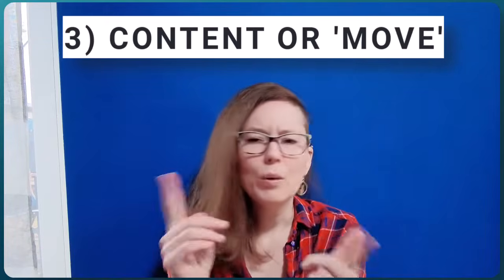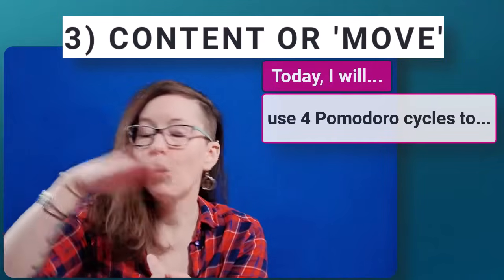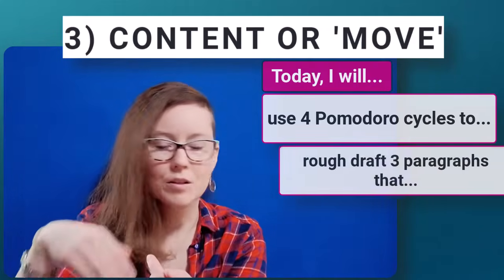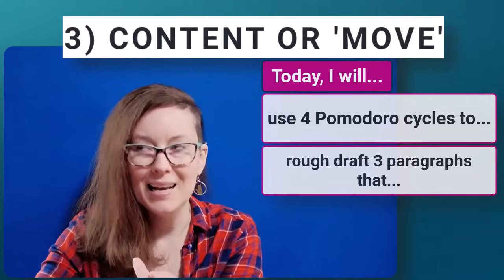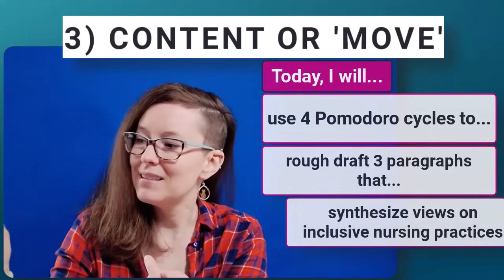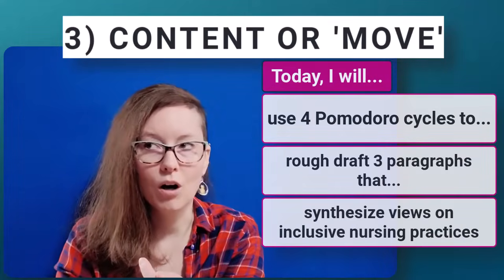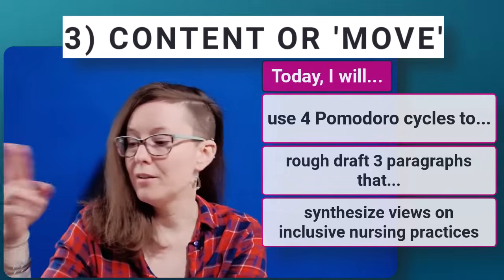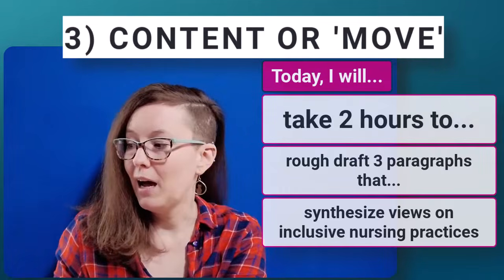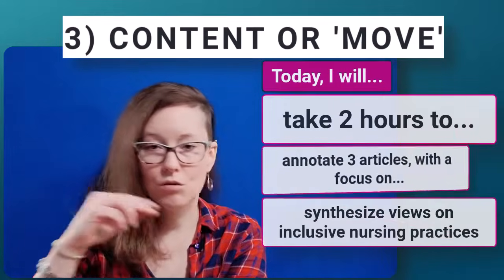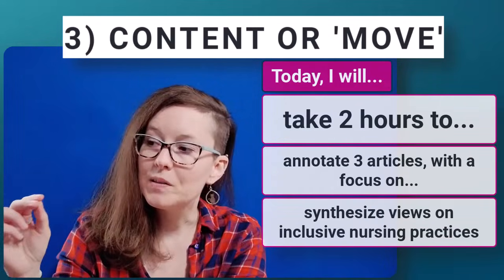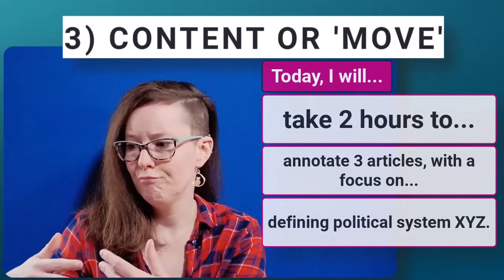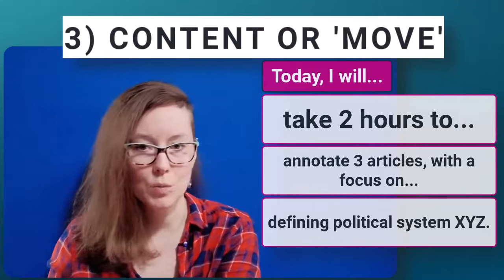So, between 3 and 5, I will do 4 Pomodoro cycles, and I will try to rough draft 3 paragraphs that synthesize scholarly views on inclusive nursing practices. Or I will spend 2 hours and I will annotate 3 articles focusing on finding definitions of political system XYZ.